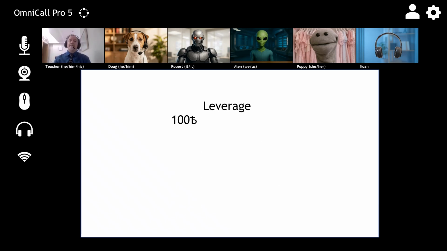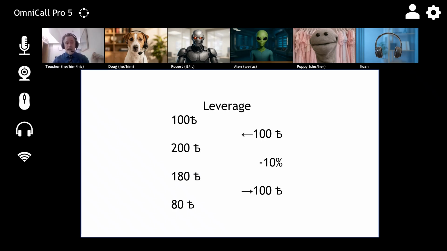I borrow, or pretend to borrow, from Alan $100. That gives me 200. The stock goes down 10%. That will get 180. From that 180, I have to repay Alan, so I take the 100 out. That leaves me with 80. In this case, we went from $100 to $80. That is a 20% loss, even though the stock only went down 10%.